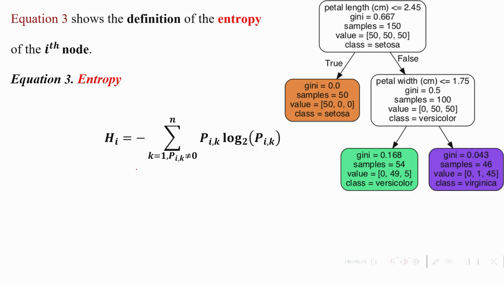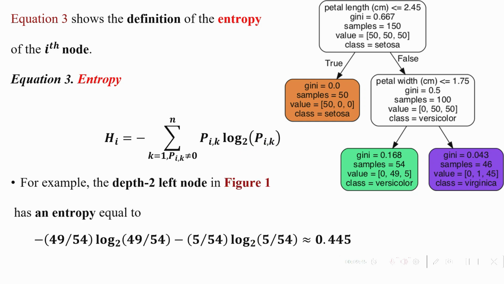Entropy is found with one formula: H_i, the entropy of the corresponding element i, equals minus the sum over k equals 1 to n, with p_ik not equal to 0, of p_ik log base 2 of p_ik. For example, here we see an example with the Gini index value in the left node at depth 0, depth 1, depth 2.